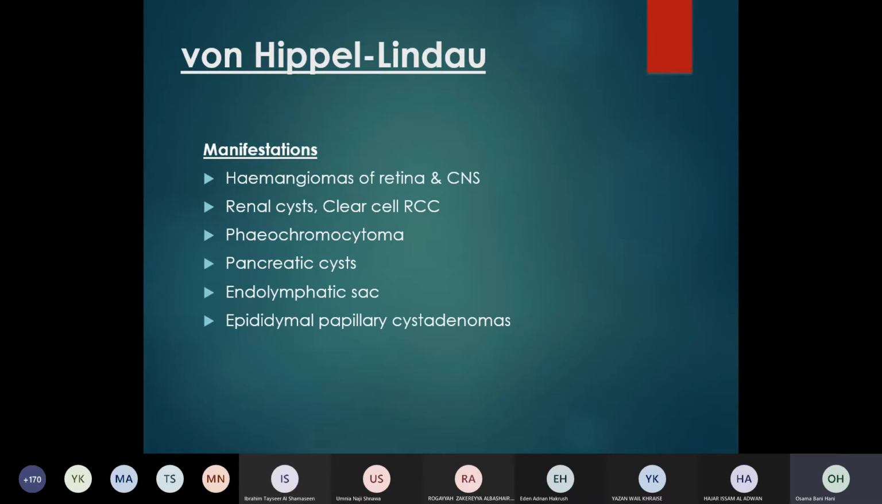The manifestations of von Hippel-Lindau disease are hemangioma of the retina and the central nervous system, renal cysts, increased risk of renal cysts and renal cell carcinomas, pheochromocytomas, pancreatic cysts, endolymphatic sac tumors, and epididymal papillary cystadenomas. So these all are manifestations in von Hippel-Lindau disease, with many manifestations you can see, but the most important are the eye and the renal manifestations.